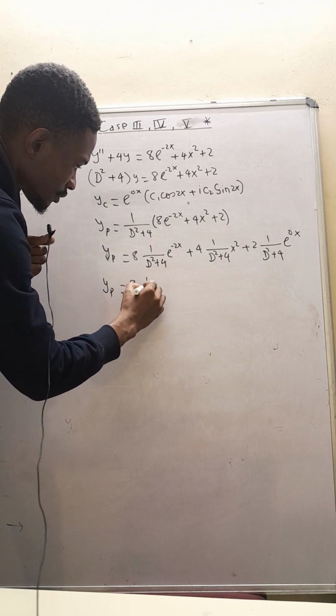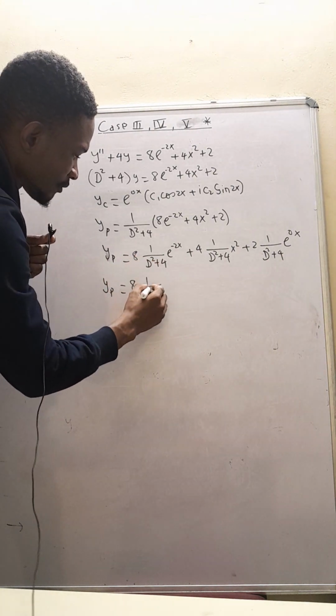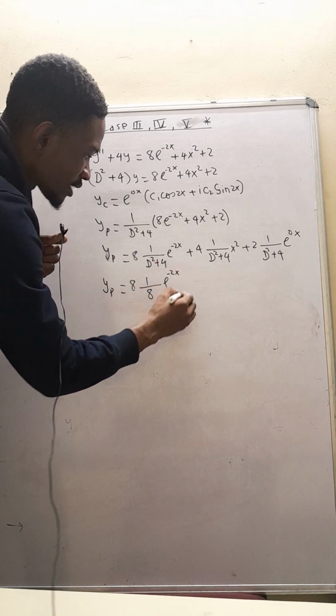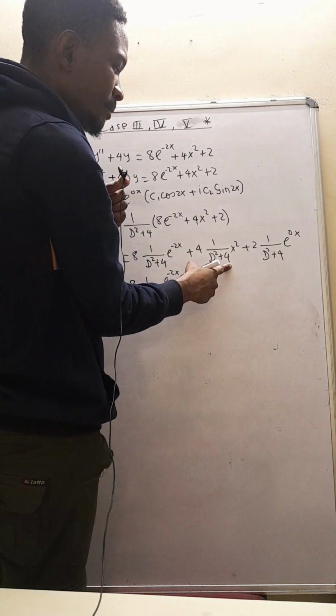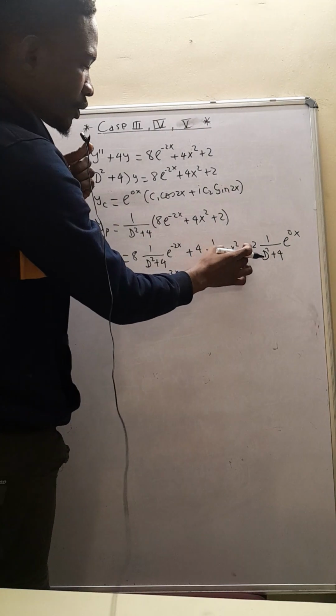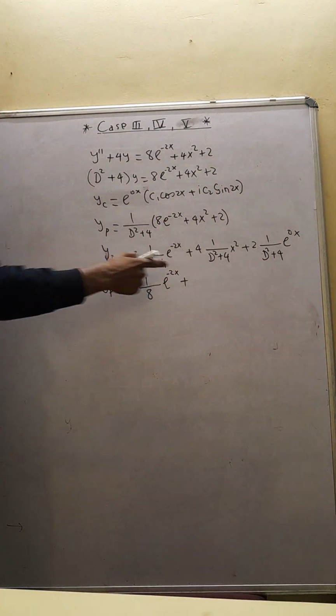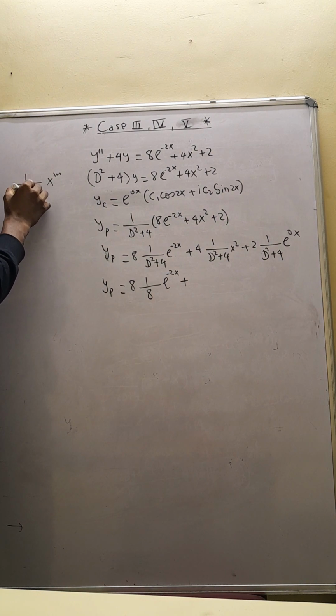So for yp, just substitute here. This will be 8 times 1 upon, substituting minus 2, it will be 4 plus 4, which is 8, e^(-2x). Then plus, here you know, this is 4. This 4 must be 1 for this case, because whenever we have x raised to m, we have to change it to the form x raised to m, 1 plus or minus f of D. And this is a function of D only. It means that this is a function that we can find only in D, and the 1 can be taken out.